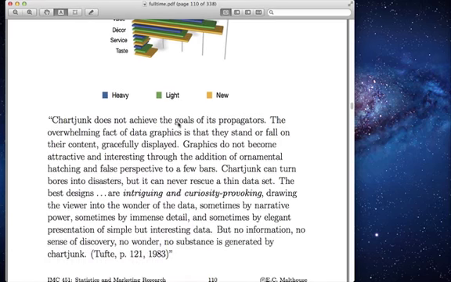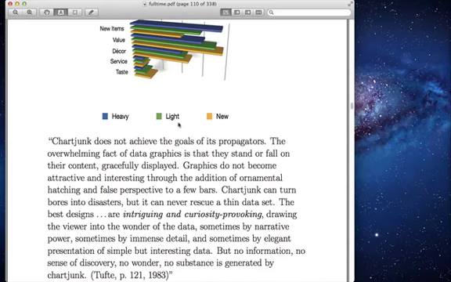Let me run you through what Tufte has to say about chart junk. Chart junk does not achieve the goals of its propagators. The overwhelming fact of data graphics is that they stand or fall on their content gracefully displayed. Graphics do not become attractive and interesting through the addition of ornamental hatching and the false perspective to a few bars. Chart junk can turn bores into disasters, but it can never rescue a thin data set.